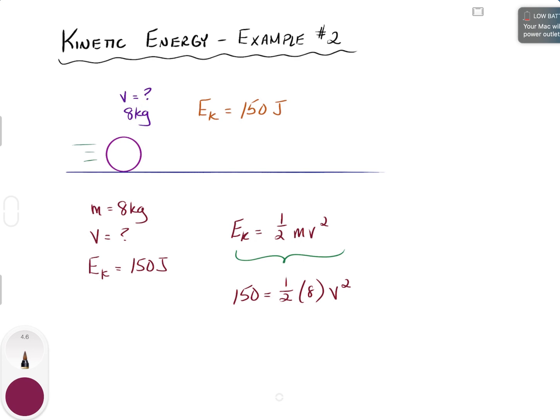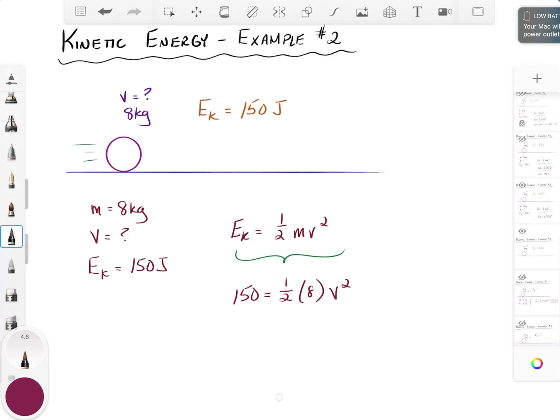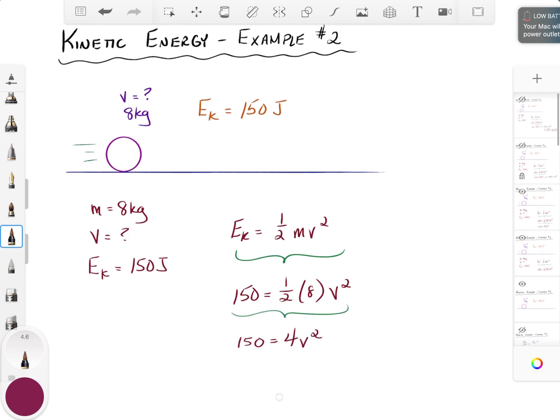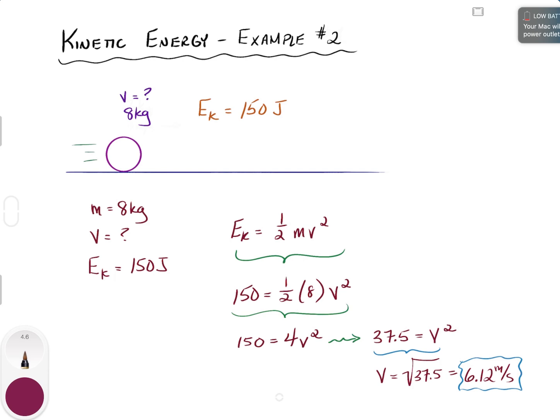So the kinetic energy equation, 1/2 mv squared. We plug in the 150 joules for our energy, 8 for our mass, and the only thing that's unknown is our velocity. So if we solve that through to the next step, we know that 150 equals 4v squared. Therefore, dividing both sides by 4, I will find that the square of the velocity is 37.5. So I must therefore take the square root of 37.5 to find that this object must be traveling at 6.12 meters per second.